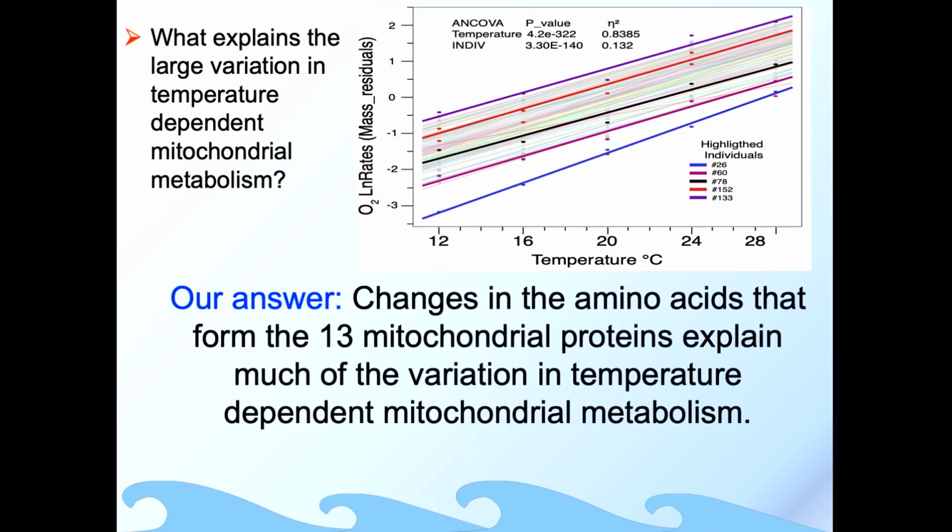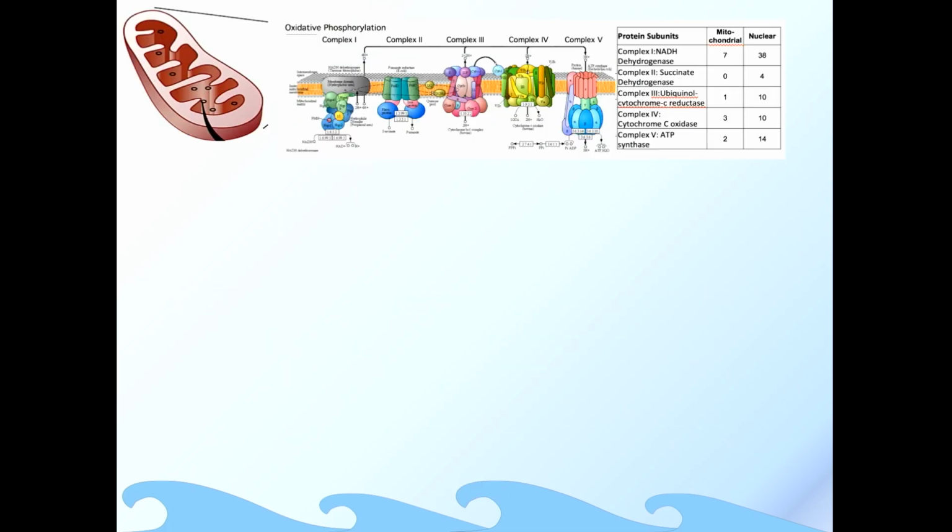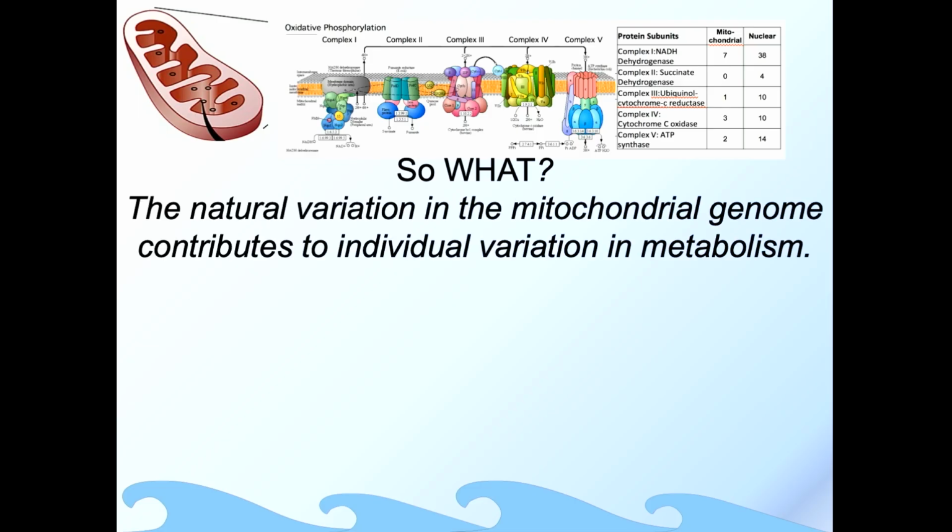So I asked the first question: do amino acid substitutions from the mitochondria affect things? Changes in the amino acids that form the 13 mitochondrial proteins explain a lot of the variation in temperature-dependent mitochondrial metabolic rates. And surprisingly, female effects are greater than male effects. So what? The natural variation in mitochondrial genomes contributes to individual metabolism. We are different, partially because we have different mitochondria from our mothers.